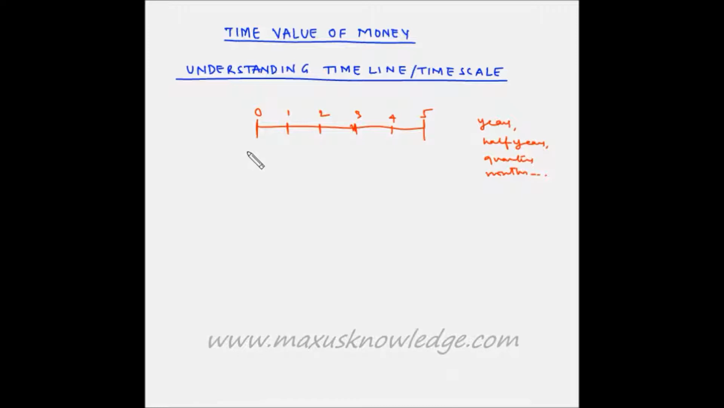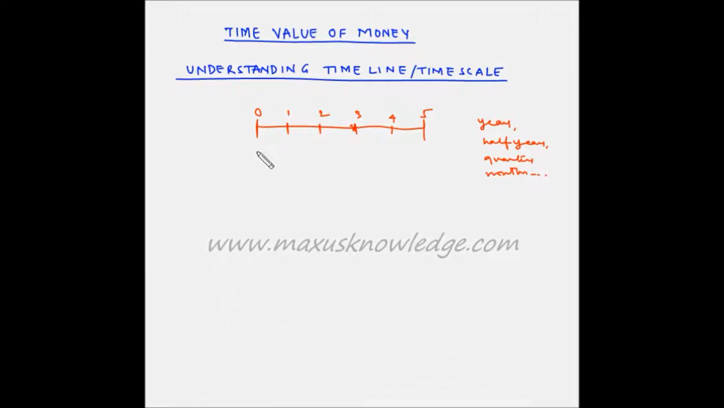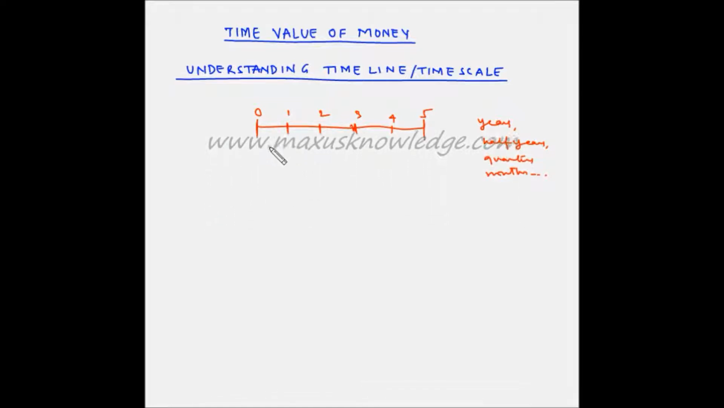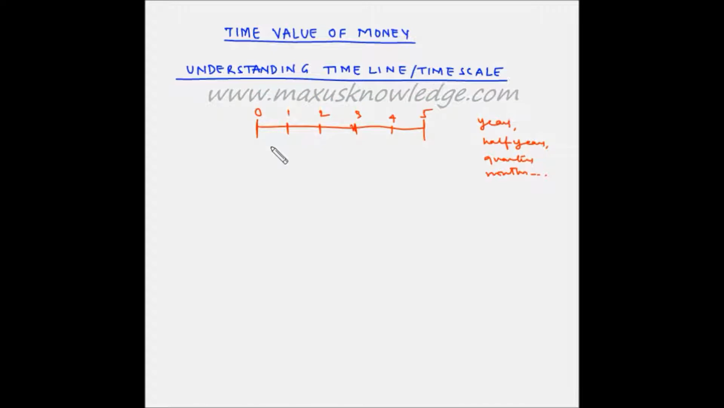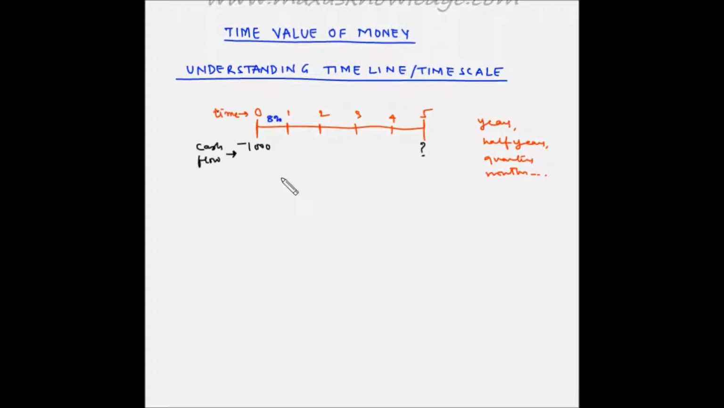Now the cash flows are placed directly below the tick marks and the interest rates are shown directly above the timeline. Unknown cash flows which you are trying to find in the analysis are shown by question mark. So I have shown the interest rate and the cash flows on this time scale. Here the interest rate for each of these 5 periods is 8%.